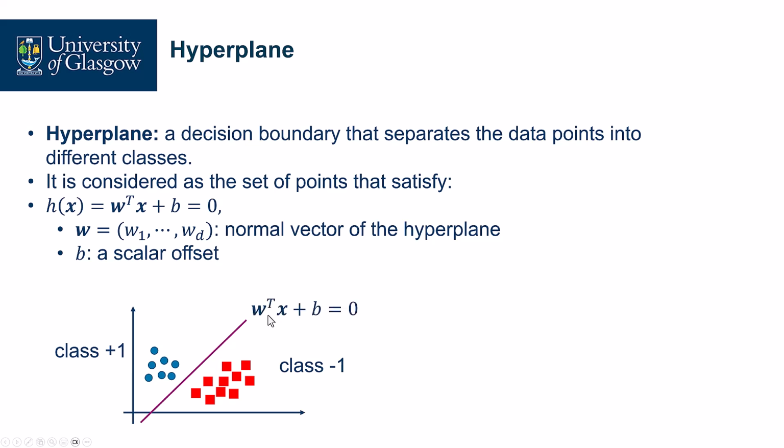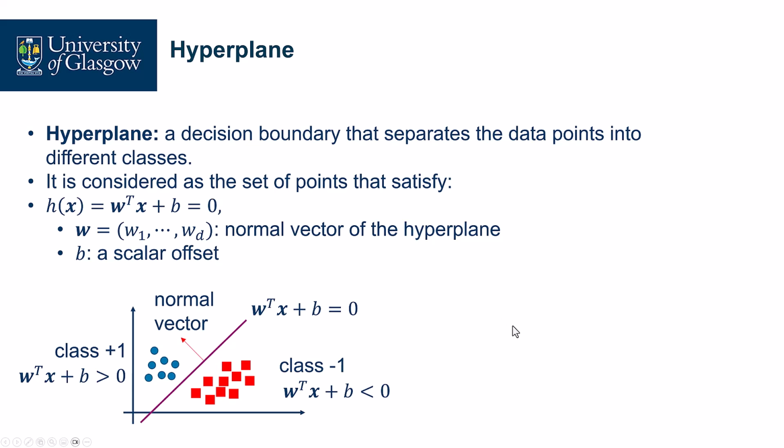So this one we consider is w transpose multiplied by x plus b equals 0. This is a line. To understand this, we need analytical geometry knowledge. This direction we call the normal vector. On this side the equation's value is larger than 0, and on this side it's smaller than 0.